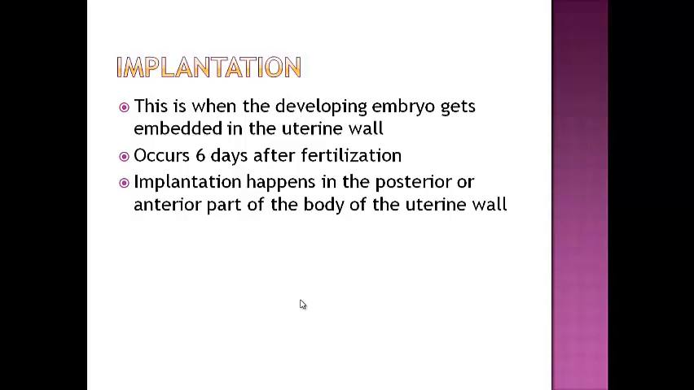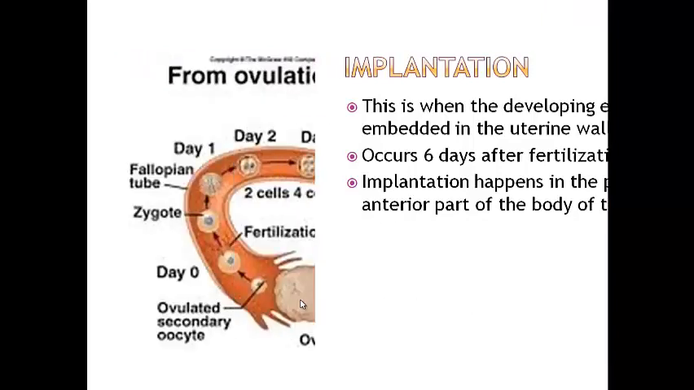Implantation, which is attachment of the embryo to the uterine wall and its embedding into the endometrium, happens 6 days after fertilization. Normally, implantation should happen in the body of the uterine wall. It can either happen in the posterior, which is the back wall, or in the anterior wall or anterior part of the body, which is at the front. Commonly, it's in the anterior wall, but it can happen in the posterior wall as well.